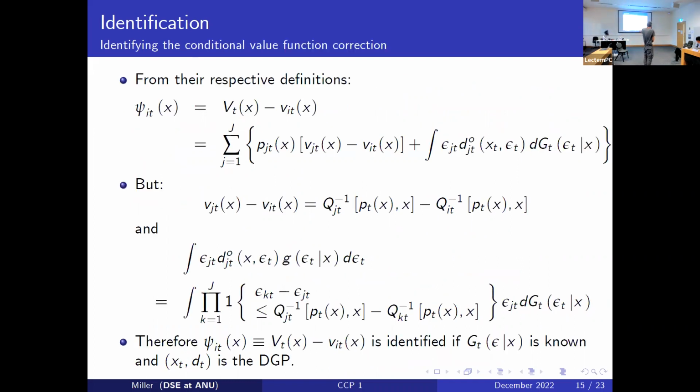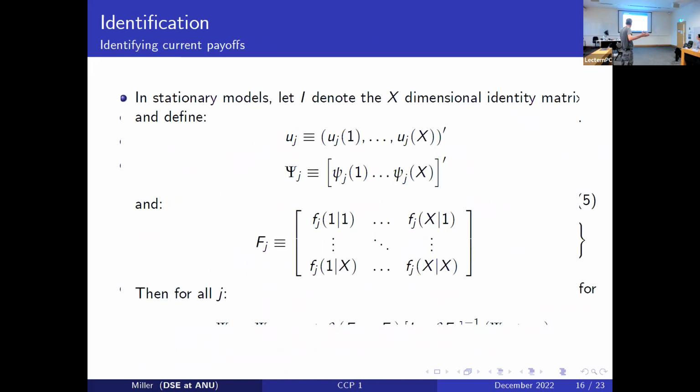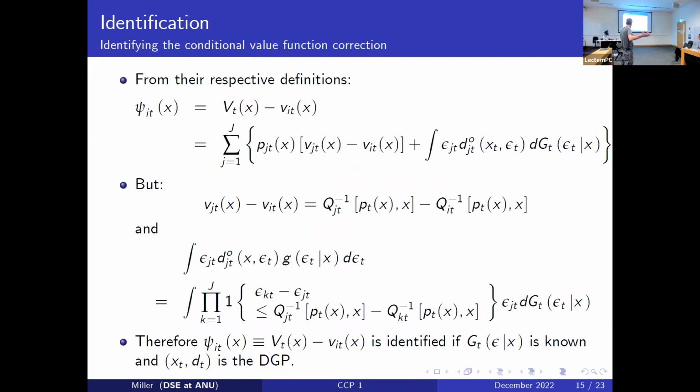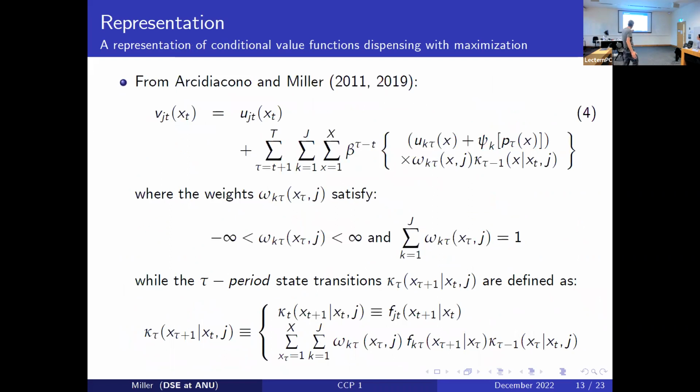So as a result of that, we can then go ahead and show that the conditional value function correction is also identified. Why is that important? Let's go back here. Sorry, I'm moving the wrong way. Yeah, here we go. I'm going to claim that each of these guys is identified too from the CCPs, given what we talked about before. Okay.